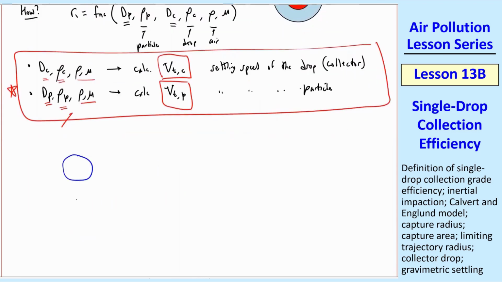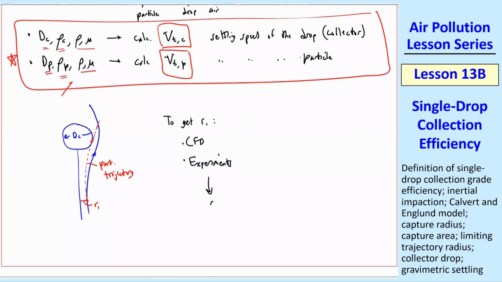So how do we find this R1? Well, you can do a CFD analysis of the air streamline going around this drop. This is DC. And then you can use your CFD analysis to predict where that particle is going to go. The one that just barely hits the drop for a given diameter is defined as our R1, where we're plotting the particle trajectory here. How to find R1? You can use computational fluid dynamics, CFD, or you can do experiments and then generate empirical curve fits.